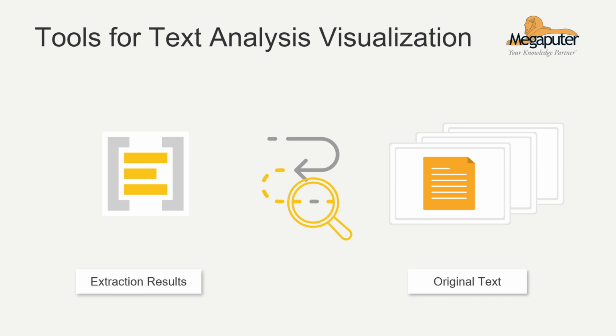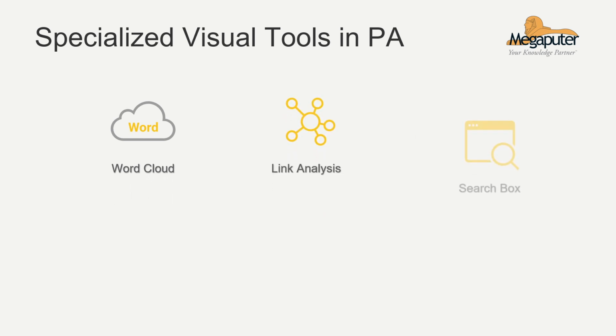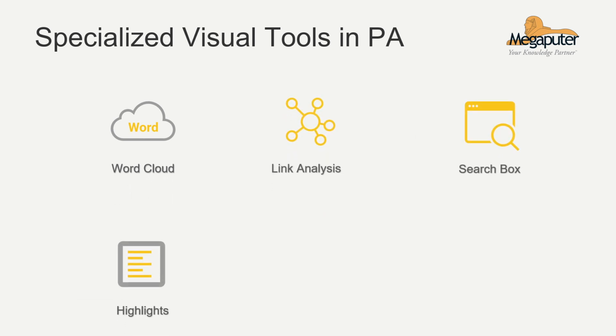To meet these needs, we need to employ more advanced tools to better display text extraction results in context and their specific positions within the overall text. Our web reporting system offers unique tools specifically designed for presenting text extraction results, including word clouds, link analysis charts, search boxes, data tables with highlights, card widgets, and statistic widgets.